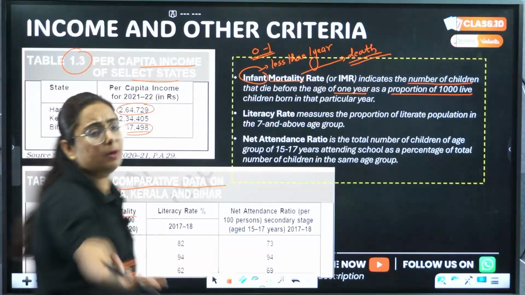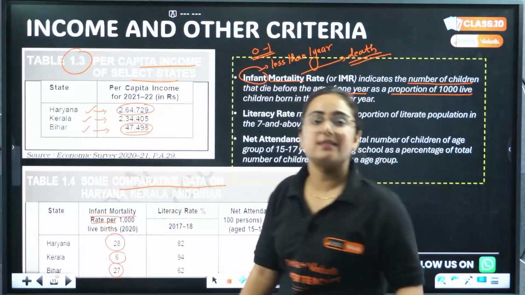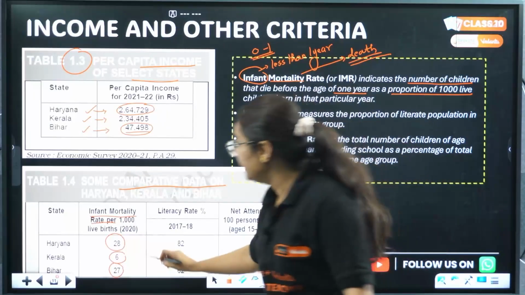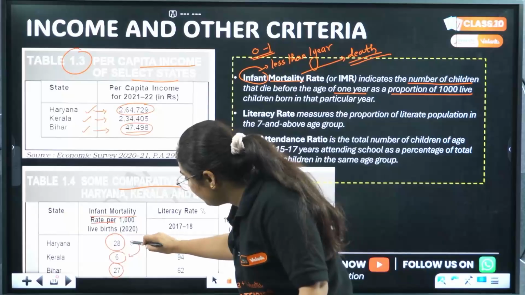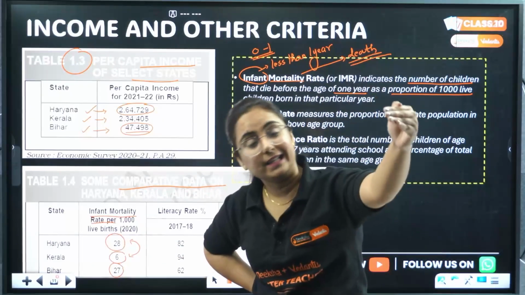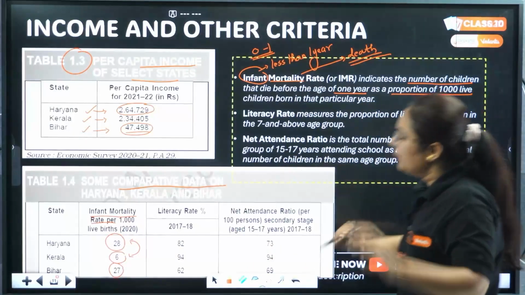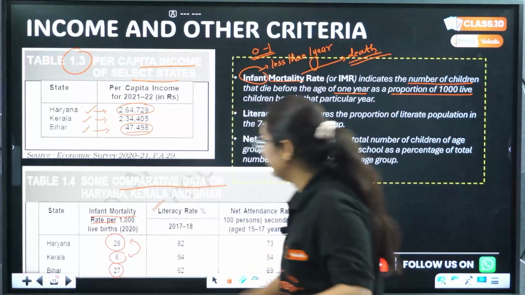That's acceptable for Bihar because they earn less, so they might have invested less in health. But here, why is this difference? Haryana is earning more than Kerala, but why is the infant mortality rate higher there? Before answering this, let's check the literacy rate also.